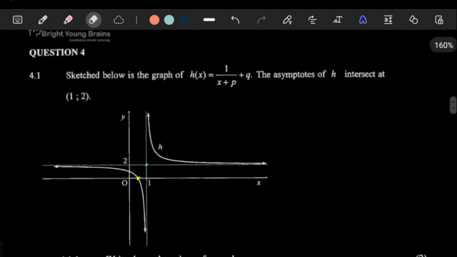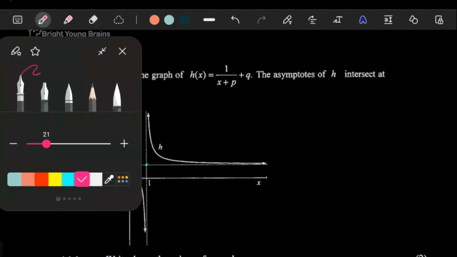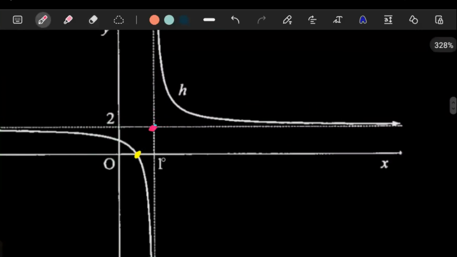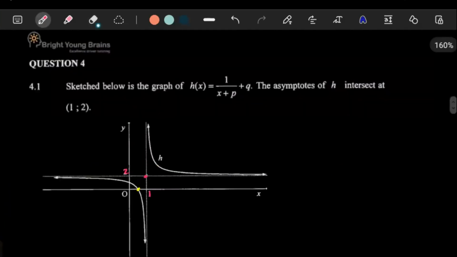Let us keep it moving to question number 4. In this question, we have question 4 over here. It's a functions question, and it looks as though we're dealing with a hyperbola. Let's see what this question is asking us. It says here, sketched below is the graph of h. The asymptotes of h intersect at this point: x value is 1, y value is 2.